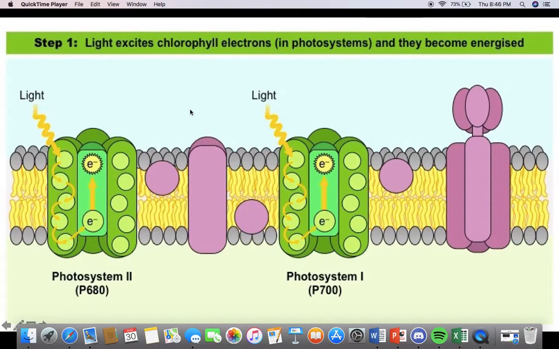Photosystems are classified according to their maximum absorption wavelengths. When a photosystem absorbs light energy, delocalized electrons within the pigments become excited or energized. These excited electrons are transferred to carrier molecules within the thylakoid membrane.